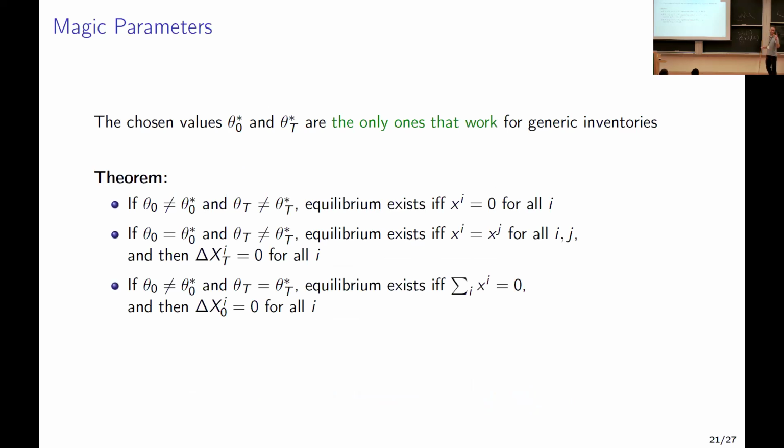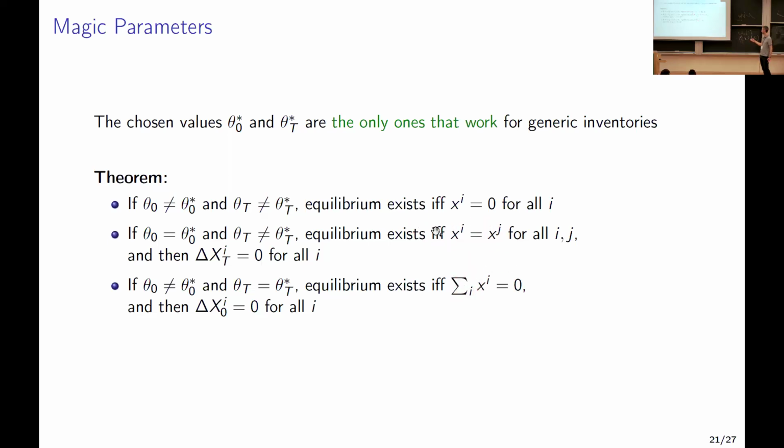Okay, I promise that there are some numbers and only those numbers, so this theorem makes that precise. For those particular numbers, we had equilibrium. What it says is that if you choose different numbers at the beginning and at the end, you will never have equilibrium unless no one has anything to trade. And these other two lines say that if you want to change one but not the other, you will have existence only if the initial inventories are the same or add up to 0 respectively.